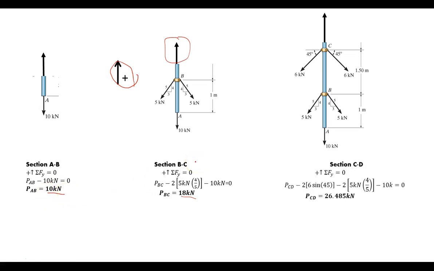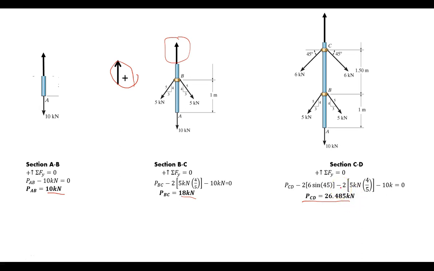And for this third one, again, the reaction in segment CD is going positive, and the load at C is 2 times 6 kilonewtons and the sine of 45, minus twice 5 kilonewtons and 4/5, minus the original 10 kilonewtons down at A, is going to equal 0. And that just tells us that segment CD has an internal reaction of 26.485 kilonewtons.